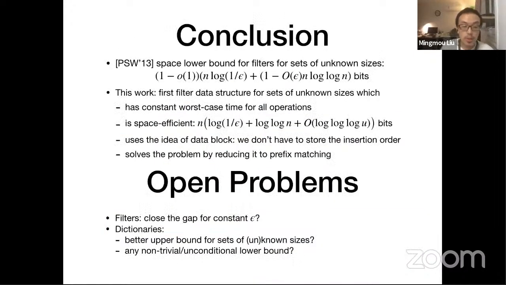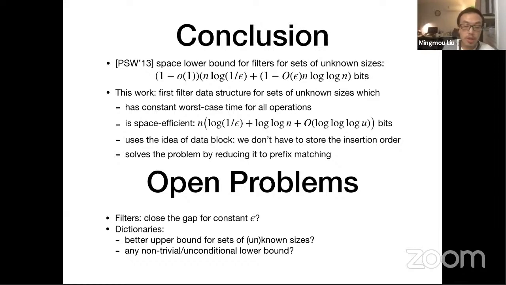In conclusion, we presented the first succinct filter for sets of unknown sizes. Our data structure enjoys the best of both worlds. The data structure has constant worst-case operation time and is space efficient. The key idea is data block. Our data structure solves the problem by reducing it to prefix matching.